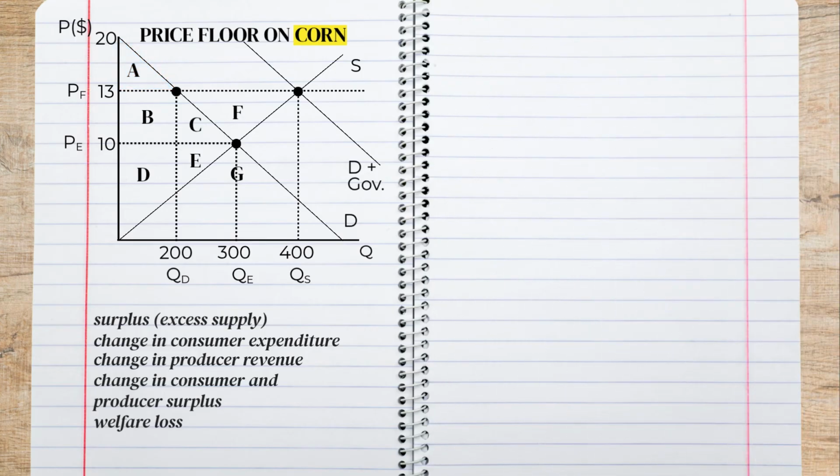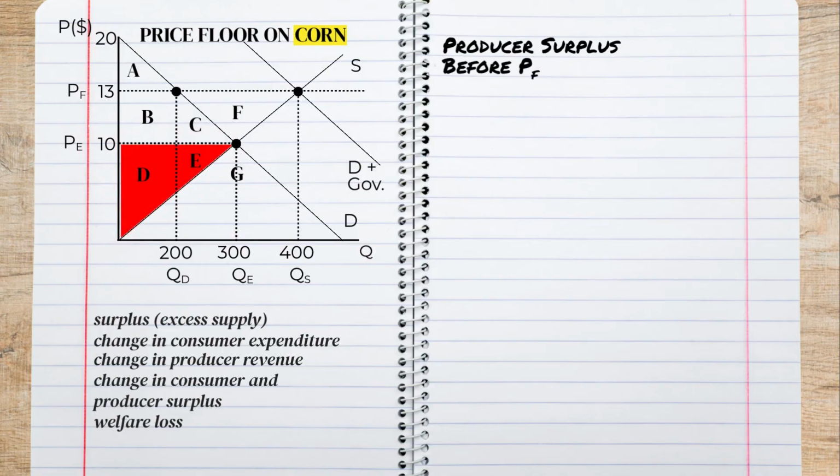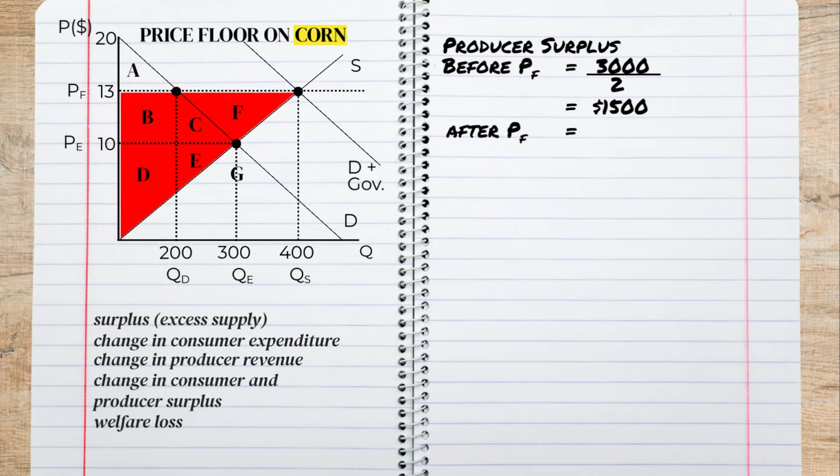On to producer surplus. The initial value will be the area of triangle DE. That'll be a height of 10 times a base of 300, which is 3,000, divide by 2 gives us an initial producer surplus of $1,500. After the price floor, the producer surplus grows to the area of triangle BCFD. To calculate the area, we take the height of 13 times the base of 400 to get 5,200. Divide by 2, and we get $2,600. This means that the producer surplus increased by $1,100.